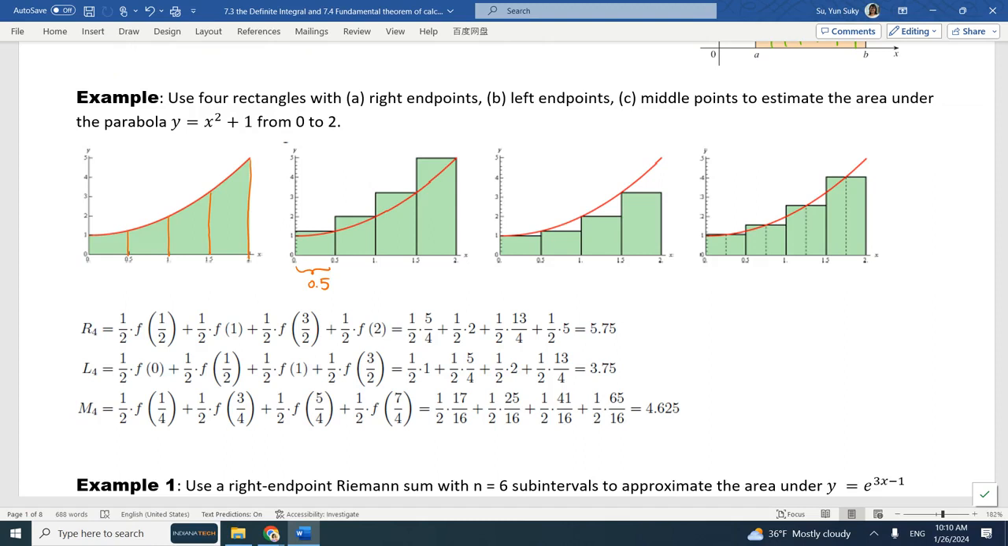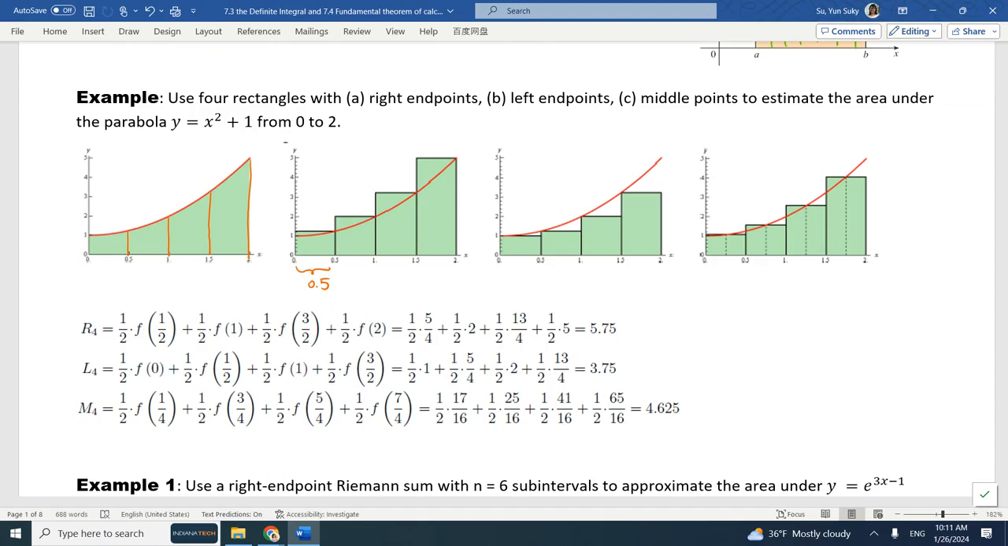Do you realize this number is bigger than that? Makes sense, because here you have more area than this one, right? And our actual number should be between those two numbers, okay? This one overestimates, this underestimates. Our true value should be in between them.